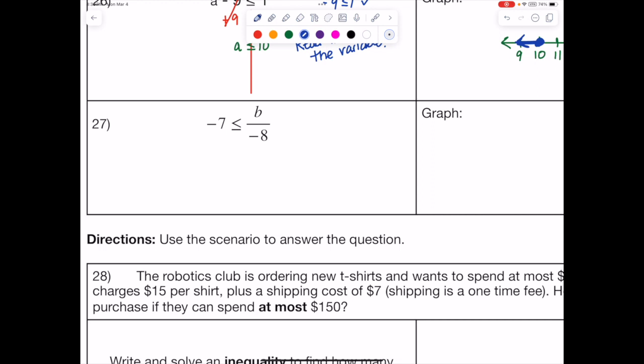All right, let's look at number 27. We need to get rid of that divided by negative 8, so let's multiply by negative 8 on both sides. We're going to separate the workspace, just like we always do for equations or inequalities. This gets crossed out. What are we left with? We're left with 7 times 8 is 56. Now, don't forget, if you multiply or divide by a negative, you must change the sign. So we have to change the sign because we multiplied or divided by a negative, and we end up with B.